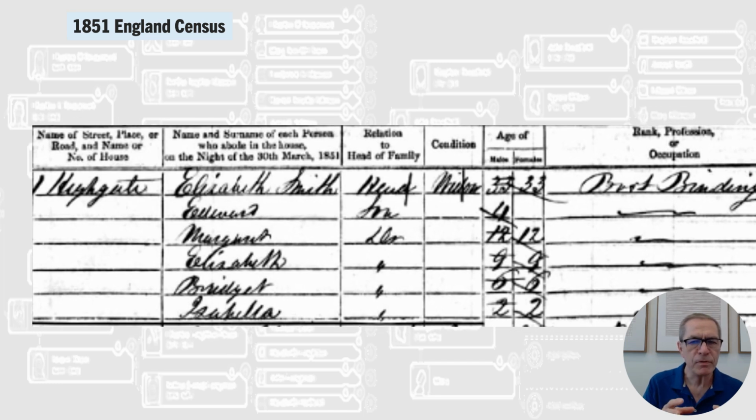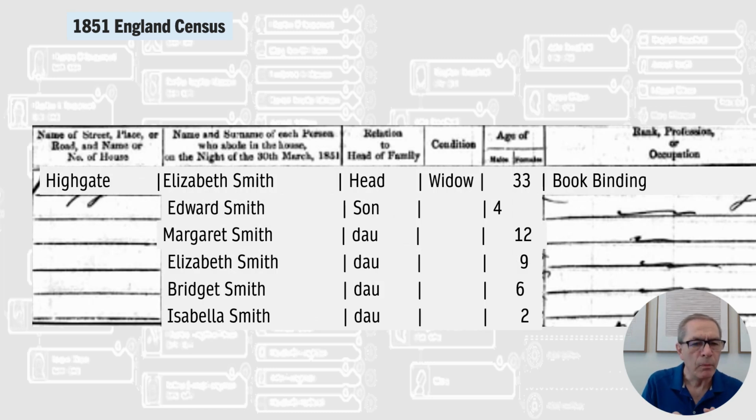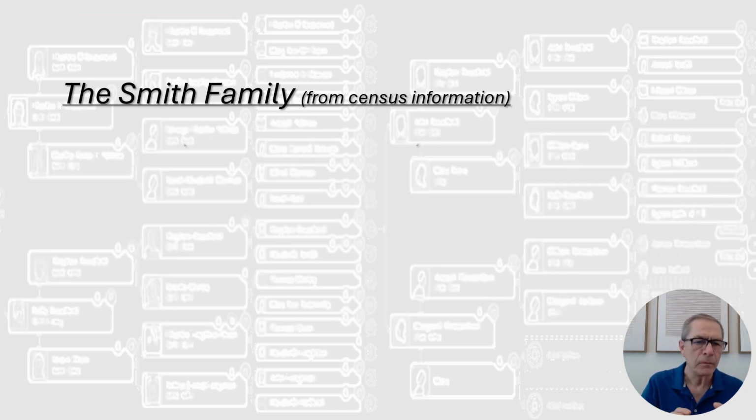And here we have Elizabeth Smith, Edward Smith, Margaret Smith, Elizabeth, Bridget, and Isabella. And we can see from this that obviously 3 children are new since the 1841 census, and Elizabeth Smith is a widow. Now, based on these 2 census and other information, I can start putting the Smith family together.